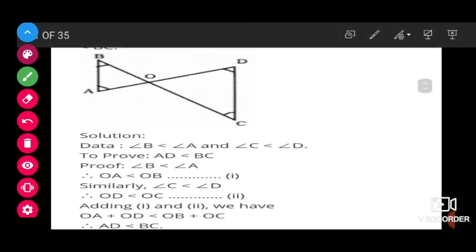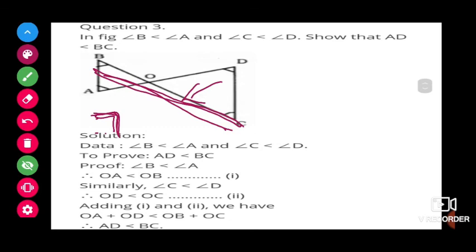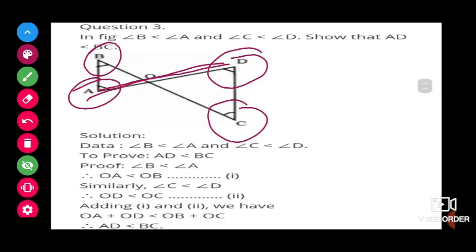Next, in the figure, angle B, angle A, angle C and angle D. Here they are saying angle B is less than angle A, and angle C is less than angle D. Show that AD is less than BC.